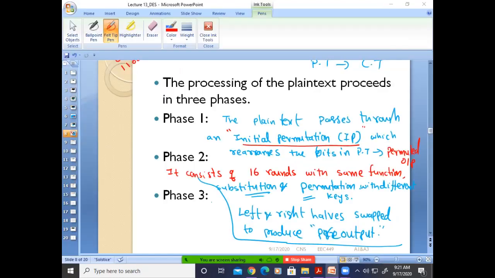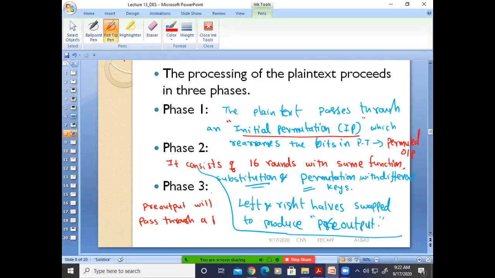Right. So what is phase 3? It's very simple. We have performed the initial permutation, so we will perform the opposite operation, which is called the inverse initial permutation. Here the pre-output will pass through a permutation, which is called the inverse initial permutation.